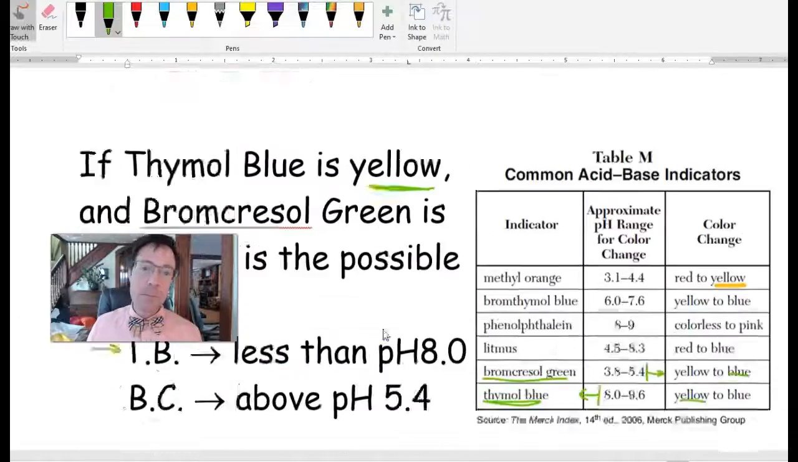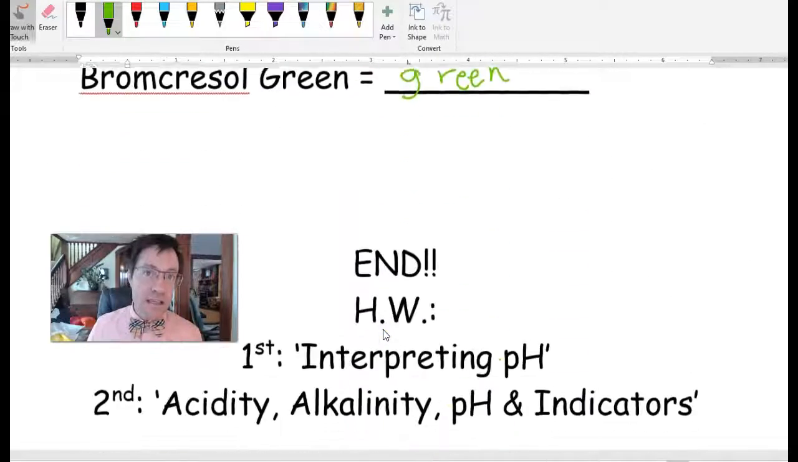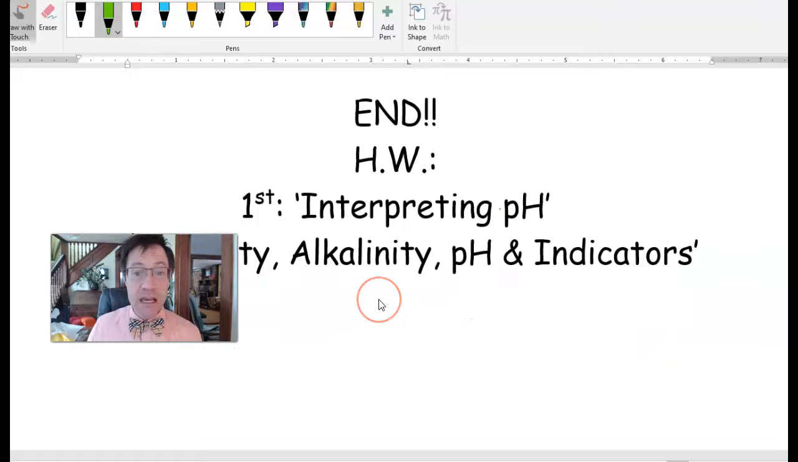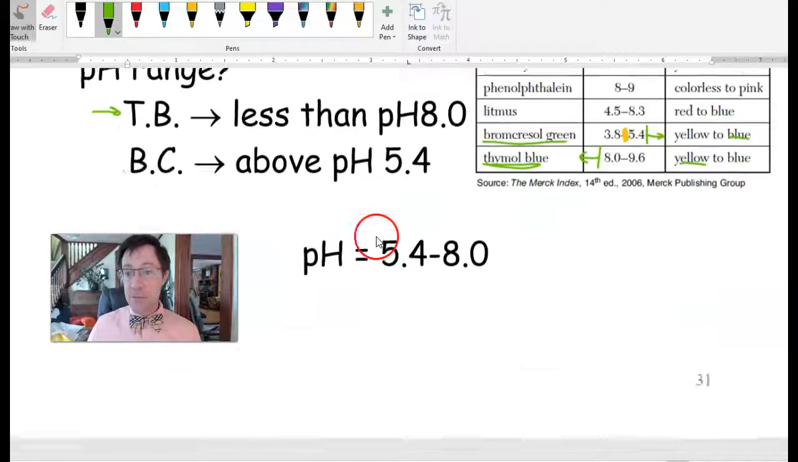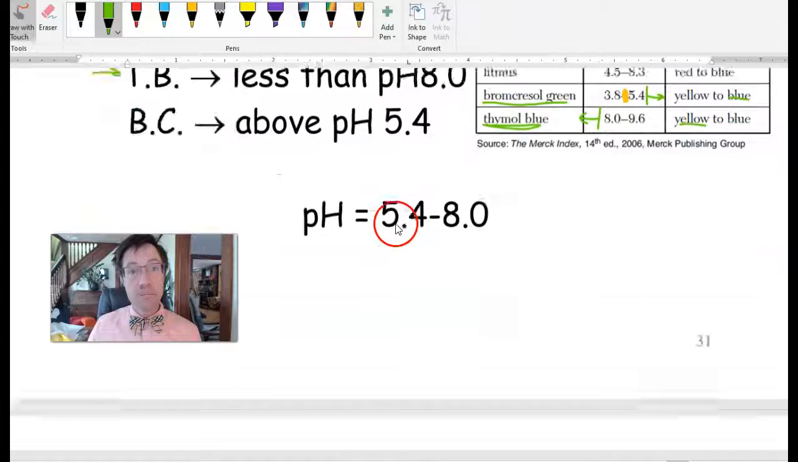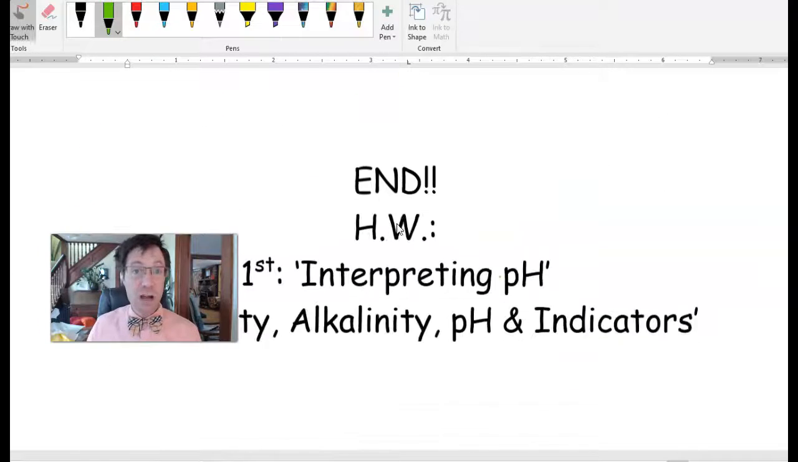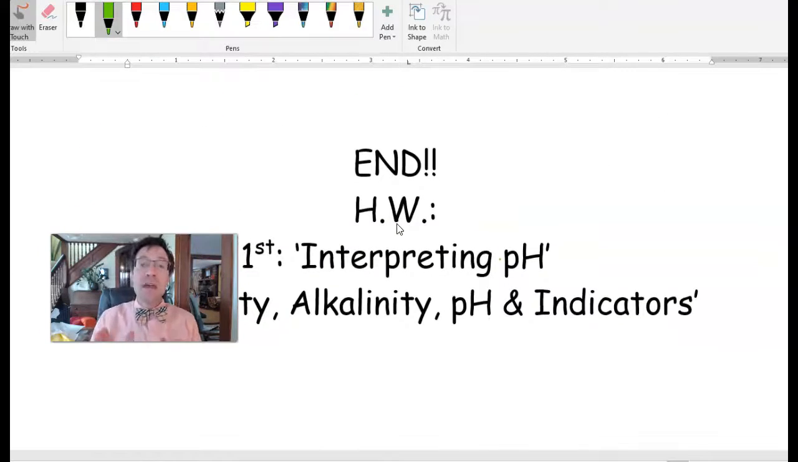The second one is a little bit different, multiple choice, and that one you're going to need to use the reference table. You're going to need to use your table M with your indicators, so you know what color things will be. Just remember, if the pH is off to the left of the range, it'll be the color on the left. If the pH is right in between the range, it'll be both of those colors put together. And if the pH is all the way out to the right, then it'll be the color that's off to the right. Got it?